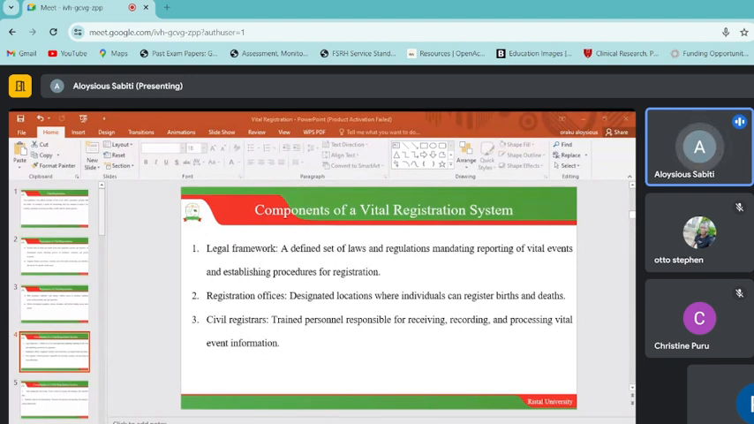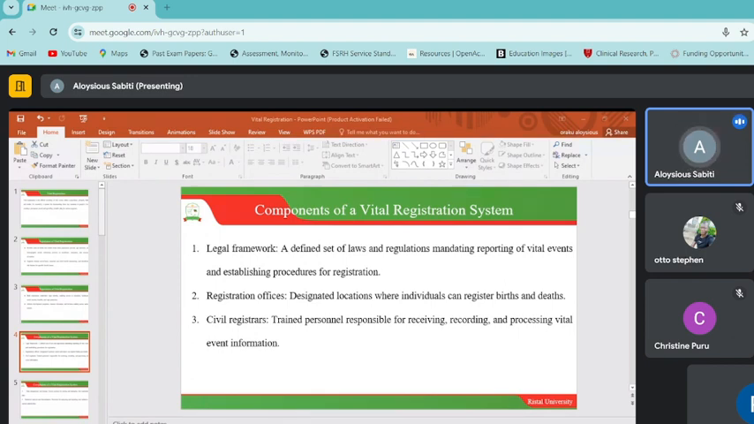in your birth certificate. Secondly, is registration offices. These are designated locations where individuals can register births and deaths. Therefore, you cannot do registration of birth in every other place. Most times they are designated into national registration offices. They are designated into health facilities. They are designated into internationally recognized border posts.